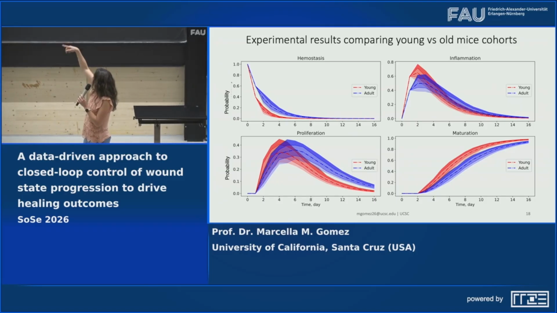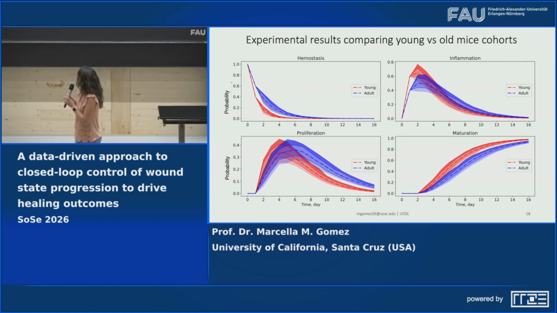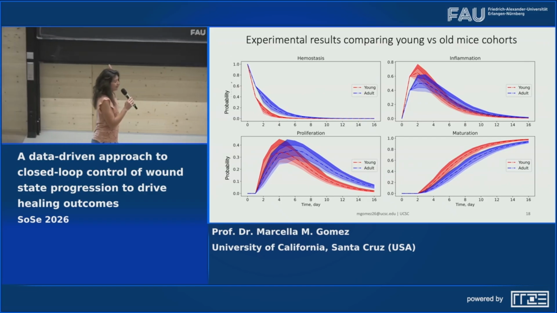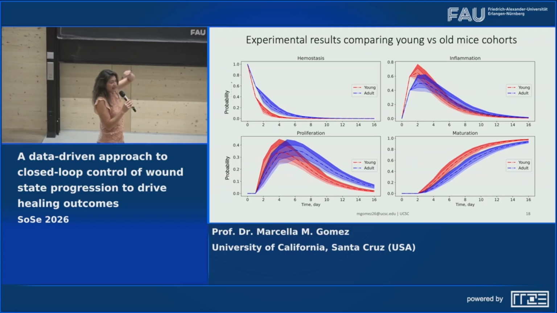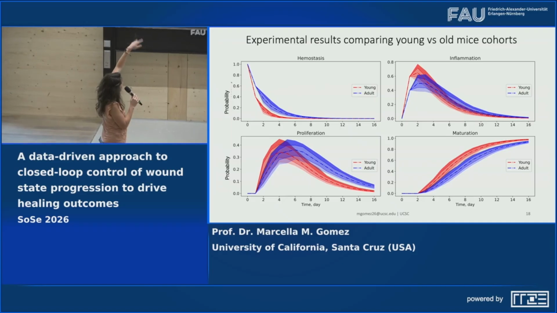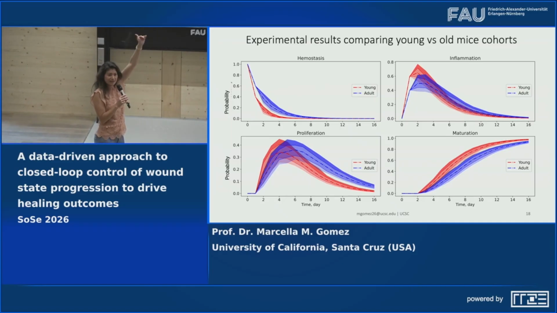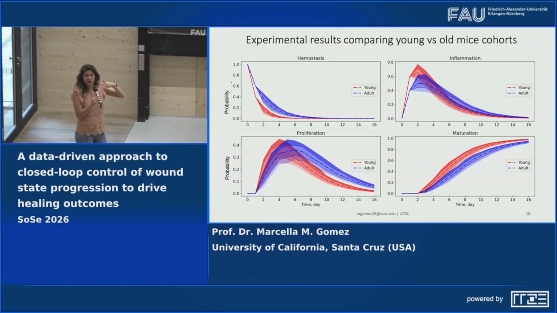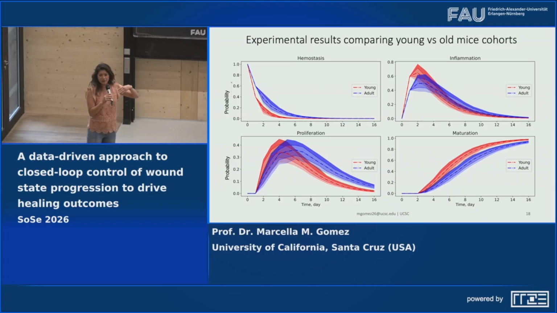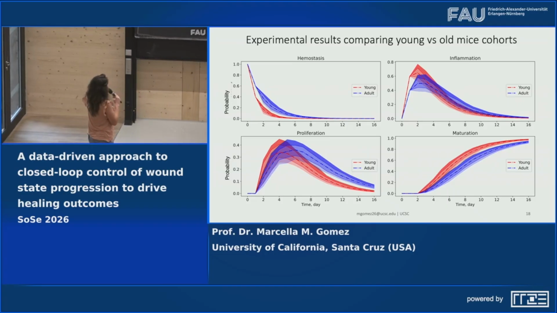For the top left, you see that's the hemostasis. What it's saying is the young is essentially transitioning out of that state much faster. And then you can see on the inflammation, the young has a higher peak in inflammation. That fast and strong inflammatory response is key to accelerating wound closure, to faster wound closure.